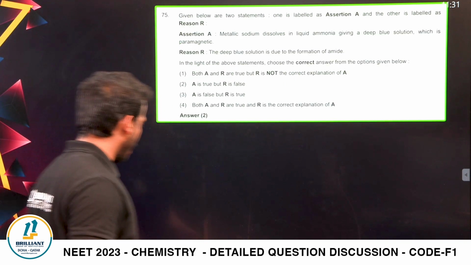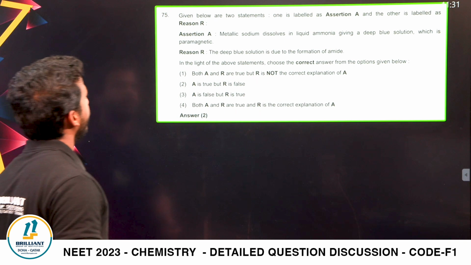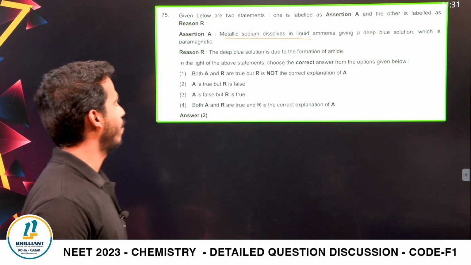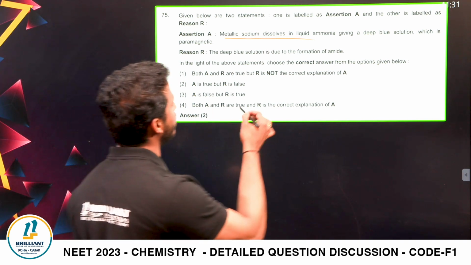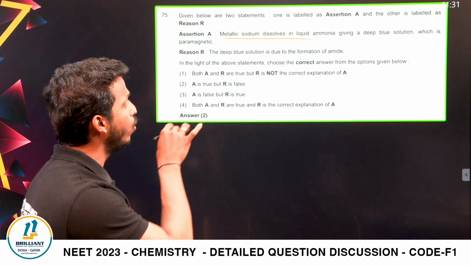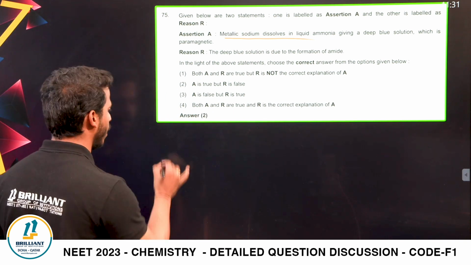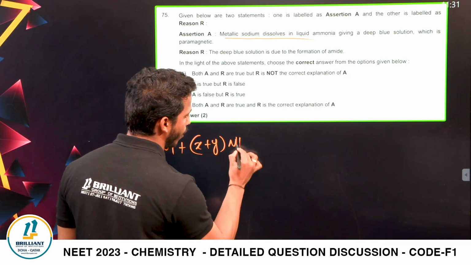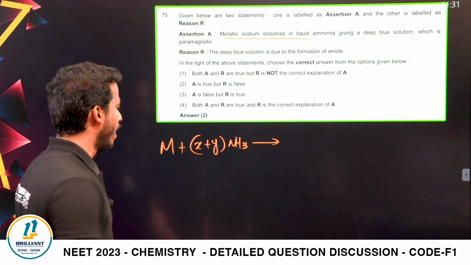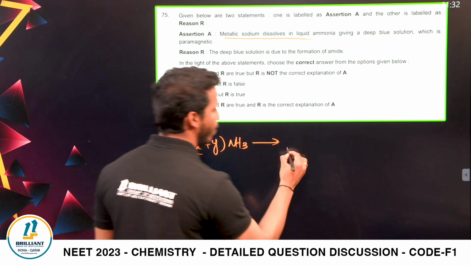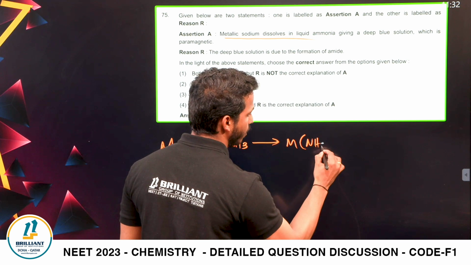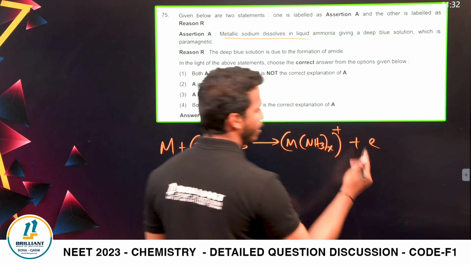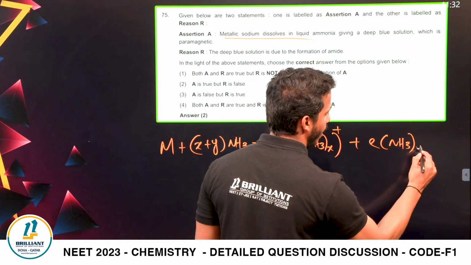Question number 74 done. Let's go to question number 75, dear all. Assertion: from the chapter S block elements from grade 11, metallic sodium dissolves in liquid ammonia giving a deep blue solution which is paramagnetic. Is it correct, dear all? You may have studied that a metal reacting with (x+y) amount of ammonia gives a general equation in S block: M combines with x amount of ammonia with charge plus, and the metal loses an electron which combines with ammonia, y times, with charge minus.